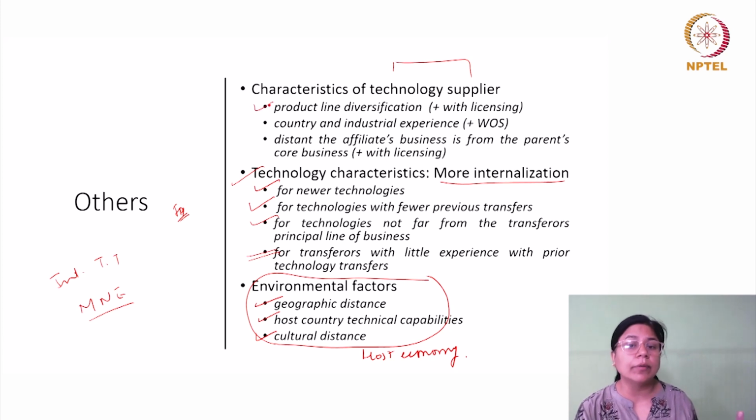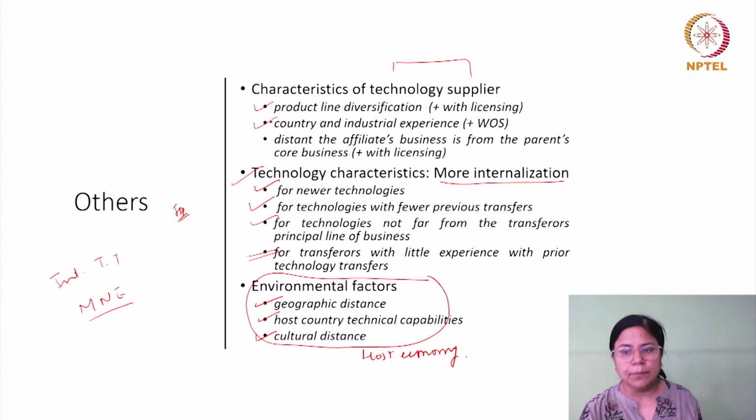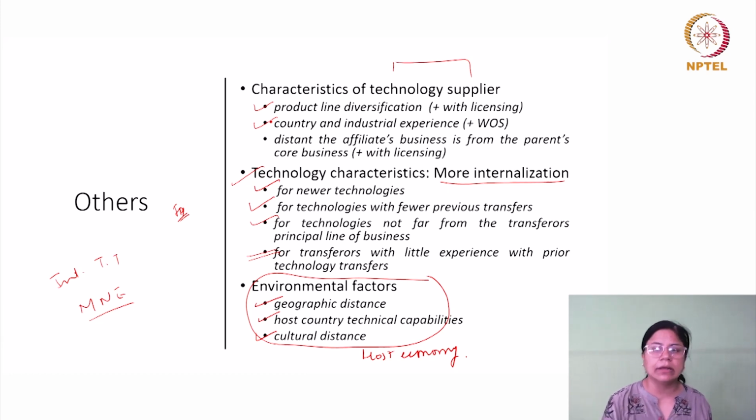On the other hand, if they have more experience with respect to other countries, then they will see that maybe a wholly owned subsidiary would be much better. On the other hand, if the affiliate's business is distant from the parent's core business, then clearly licensing would be a better choice.